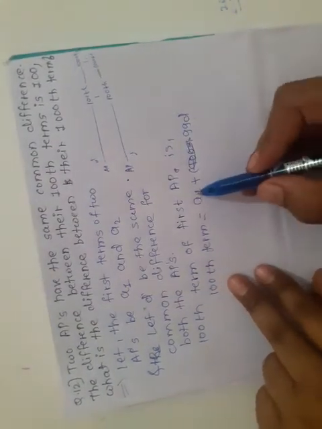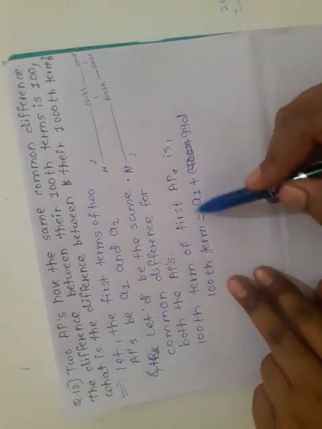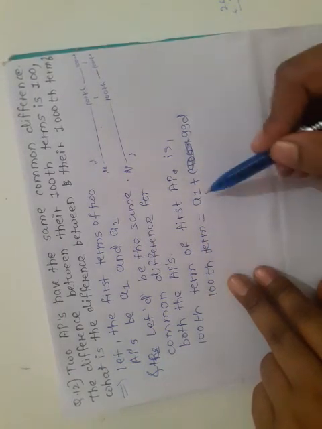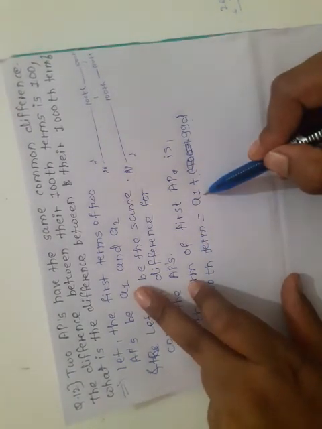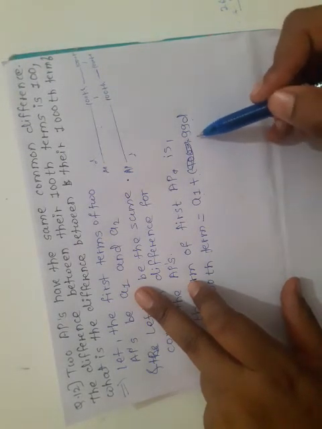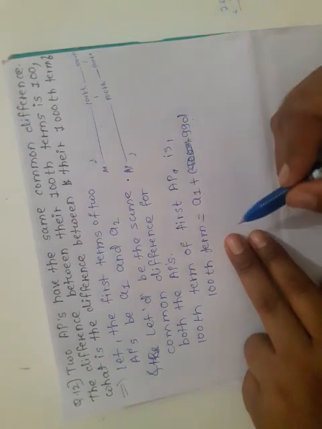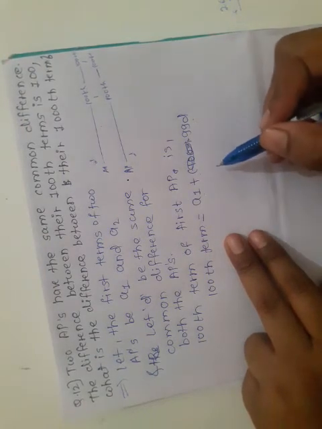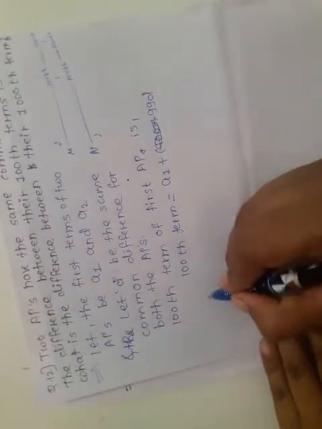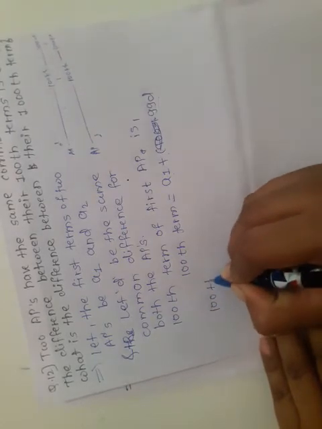So how can we write the 100th term for the first AP? The 100th term is equal to A1 plus 99D, since for the first AP the first term is A1. Now for the second AP, the 100th term.